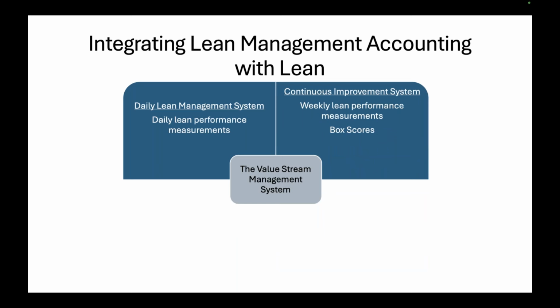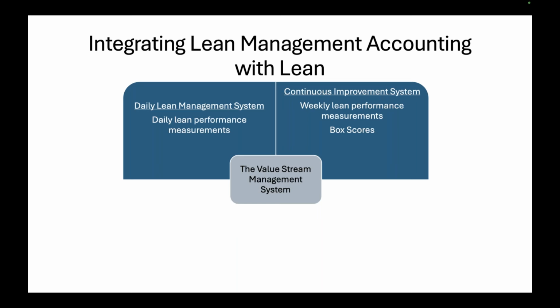The continuous improvement system: looking at using your box scores and looking at weekly lean performance measurements. Are we moving these measures in the right direction? That's the big connection there.